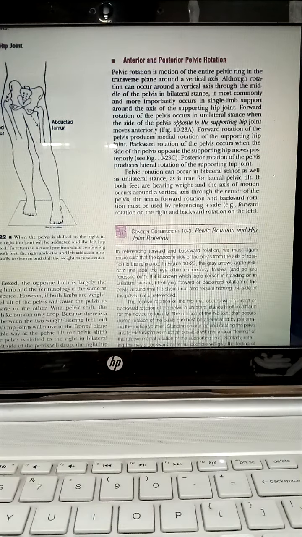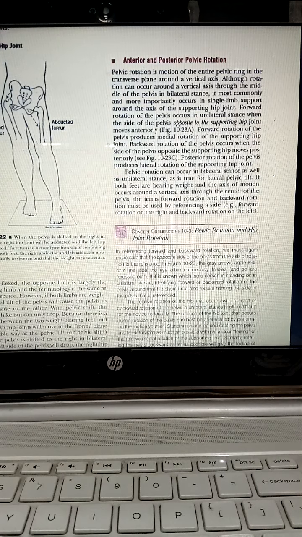Now again, the person is moving his left leg backward, but he doesn't put his left limb on the ground, it is in the swing phase, but it is towards the back side. At that time, the left hip will go into backward rotation, meaning posterior pelvic rotation. So this occurs in your unilateral stance.